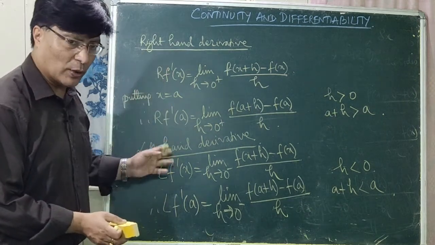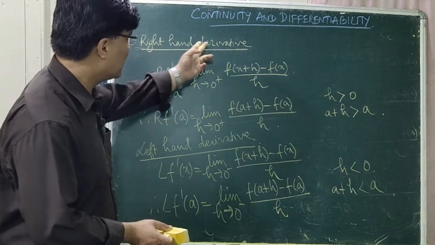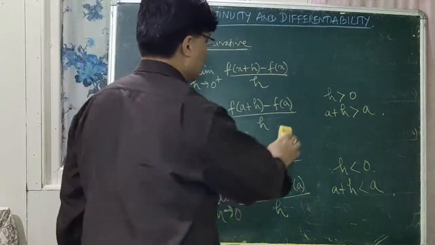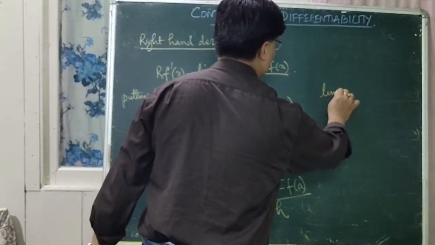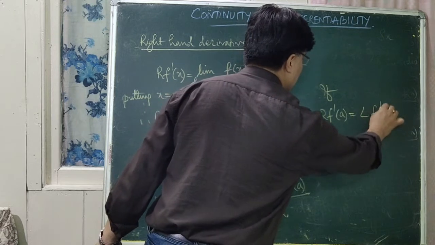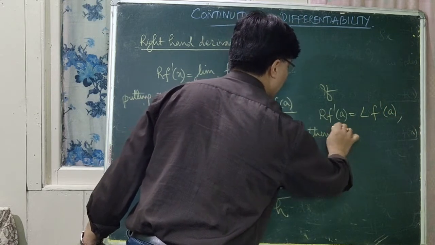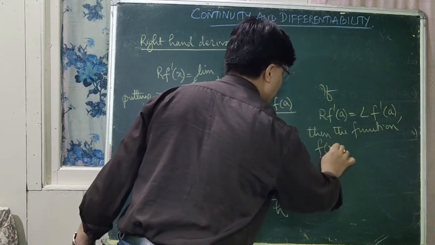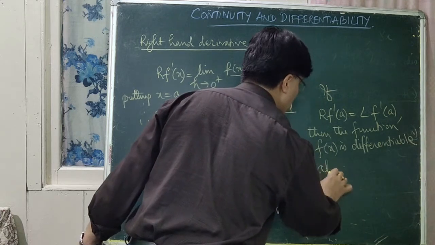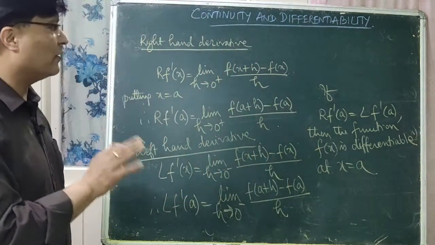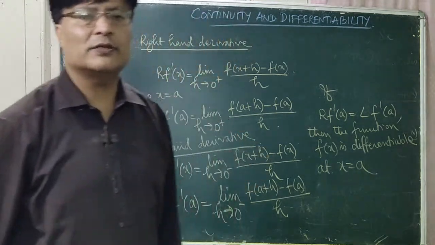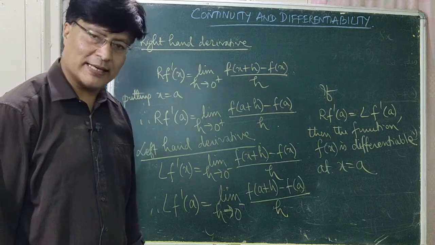If both these derivatives are equal, if the right hand derivative is equal to the left hand derivative, then the function f of x is differentiable at x is equal to a. So if R f dash of a is equal to L f dash of a, then the function f of x is differentiable at x is equal to a. Otherwise, not differentiable at x is equal to a. If R f dash of a is not equal to L f dash of a, then the function f of x is not differentiable at x is equal to a. Is that clear to all of you?